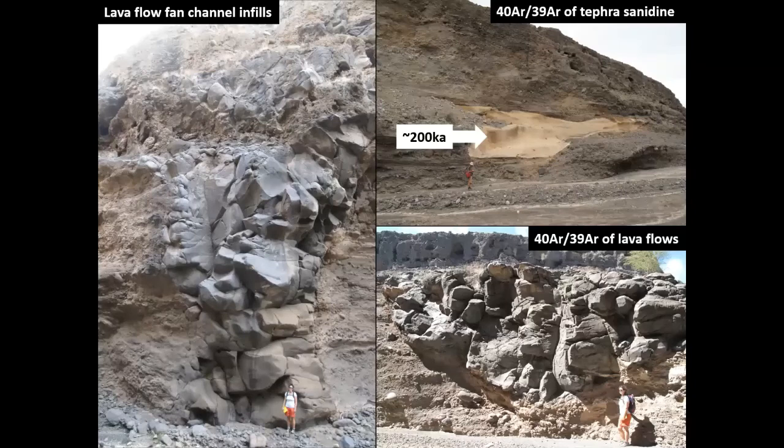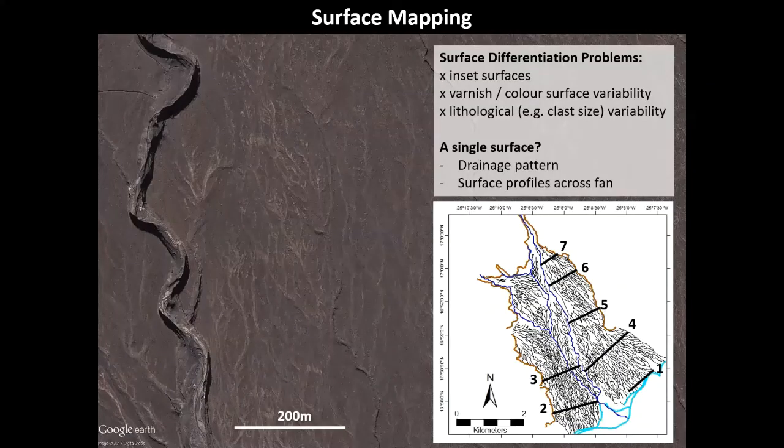Inside these main channels, we can observe some lava flows that infill old channels of the fan. We can find lava flows interbedded with sediments, or we can find tephra that we already dated at 200,000 years, that can give us some geomorphic markers to understand the filling of this alluvial fan.